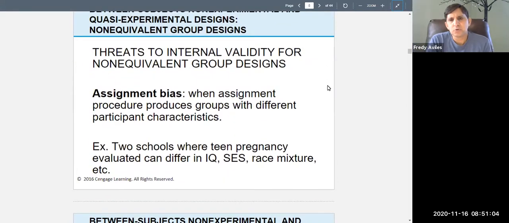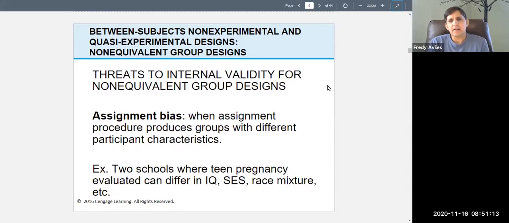And here are some problems to these non-equivalent group designs. You can have assignment bias. Okay, assignment bias is when the assignment procedure produces groups with different participant characteristics. Now, you didn't get to assign the participants when you compare a school with a teen pregnancy program and one without. You don't get to assign them. So yeah, there are going to be problems with who's in what group. You still have assignment bias, even though you didn't assign them. You have bias because there are two schools where you're evaluating this teen pregnancy program, right? One where it exists, one where it doesn't exist.